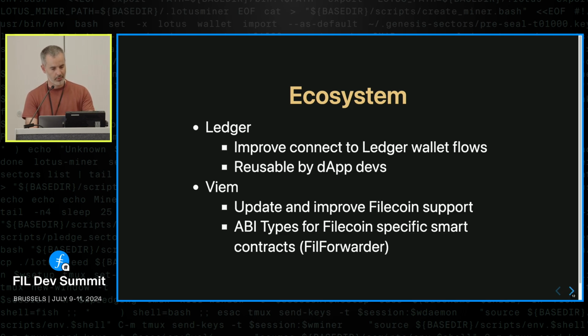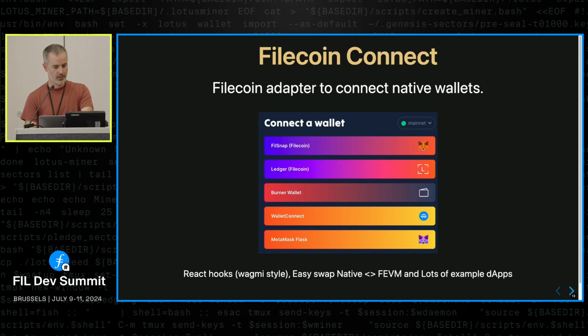There's a little bit of work in viem to improve the Filecoin support. There's some outdated stuff there. There are some API types that we should add for Filecoin-specific smart contracts, like the FEVM forwarders, just to make everything easier for the developers. They get the types, they get the auto-completion in their editors. Everything should be easier for them if we manage to do this stuff, which is not much at this point.